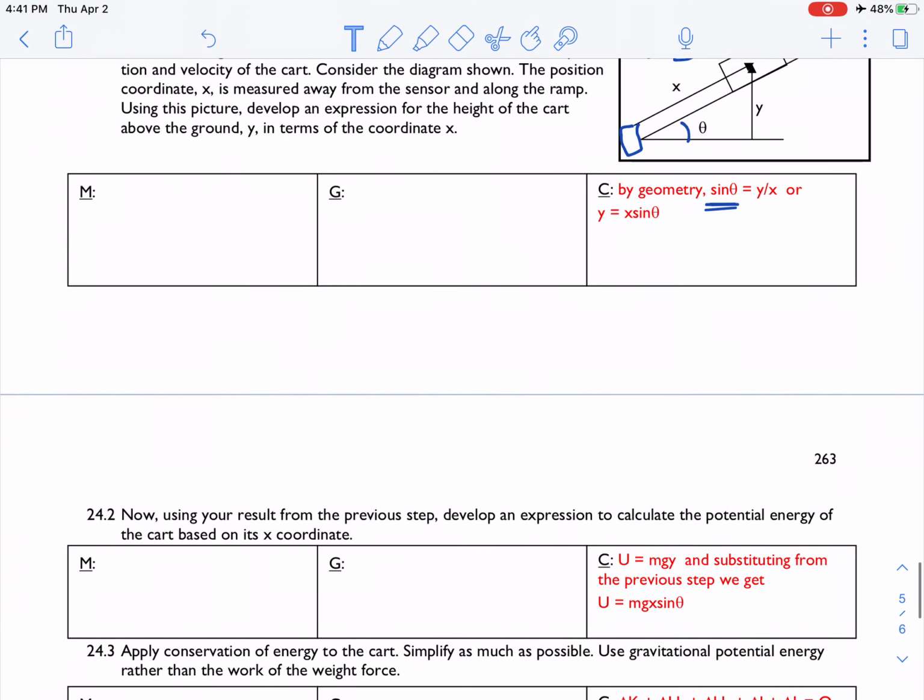Next, using this answer, we want to develop an expression to calculate potential energy of the cart based on its coordinate. So we have an elevation change. That means we will have gravitational potential. It's in the form of mgy, and y is x sine theta. So we are just simply using that for y, and we are getting U equals mg x sine theta.